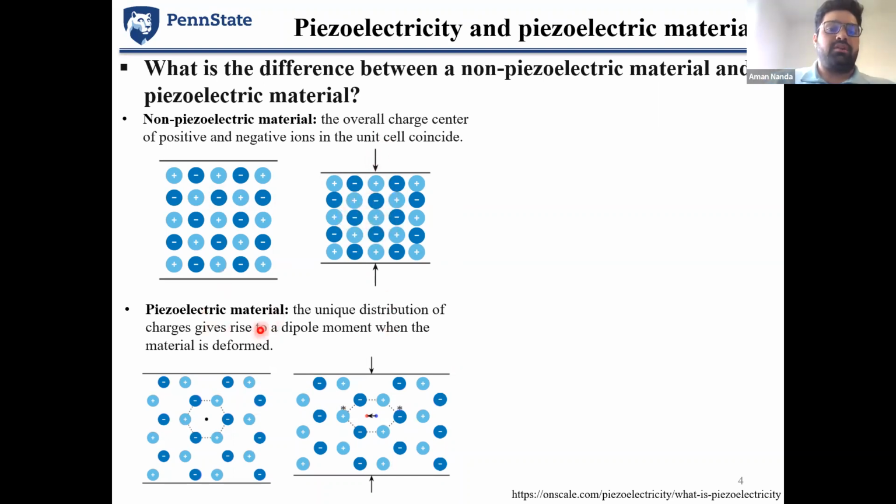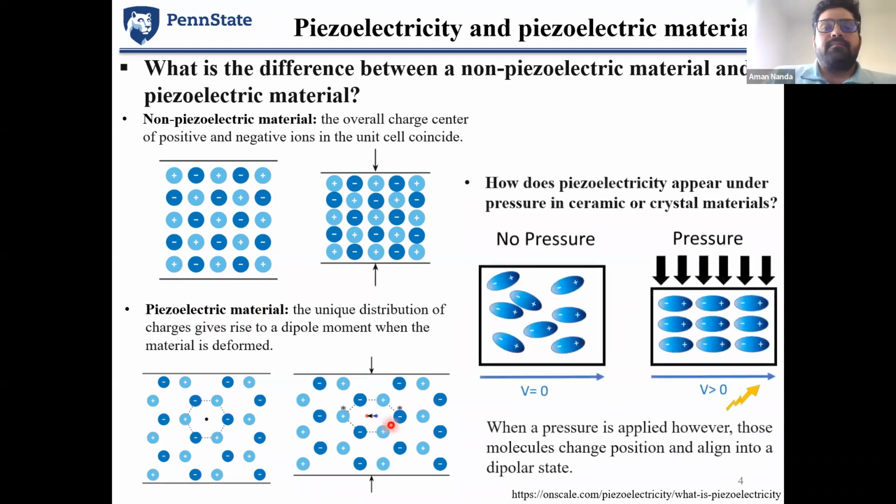But in piezoelectric material, when you start applying the stress, the center of positive charge and negative charge start moving apart, forming a dipole. Finally, each unit cell develops one dipole, and there are hundreds and thousands of unit cells developing hundreds and thousands of dipoles. And finally, we can see a small difference of voltage across the crystal. That is how the voltage is induced under stress.